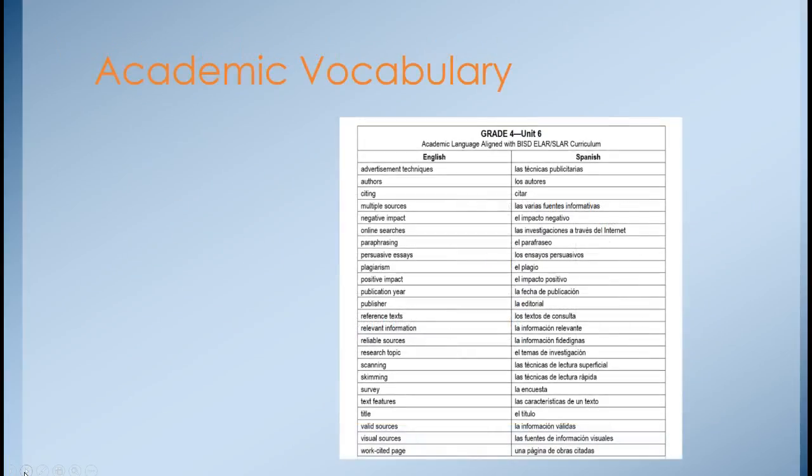Academic vocabulary: you're going to see that the academic vocabulary that goes with this unit is around research. It's very important that they understand words like plagiarism, paraphrasing, and citing. Those are some great academic vocabulary words that are really going to help them in doing the research project.